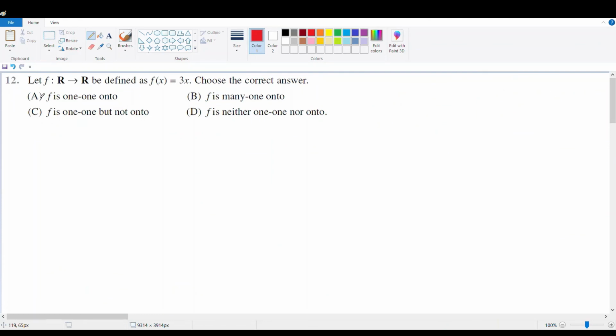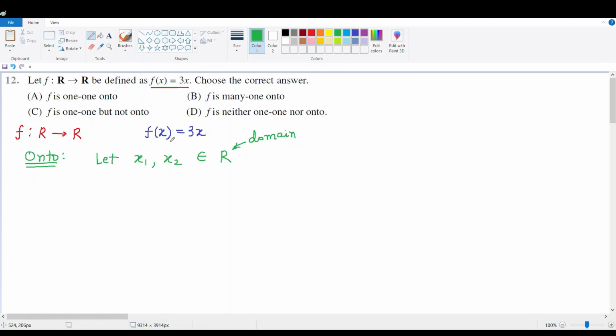Question 12. Let f from R to R be defined as f of x equals 3x. Choose the correct answer. So you are given a function from real numbers to real numbers. So the domain is real numbers, the codomain is also real numbers. And the function definition you are given is f of x is equal to 3x. So now let's start with checking one-to-one. So let x1 and x2 both belong to R, which is the domain.